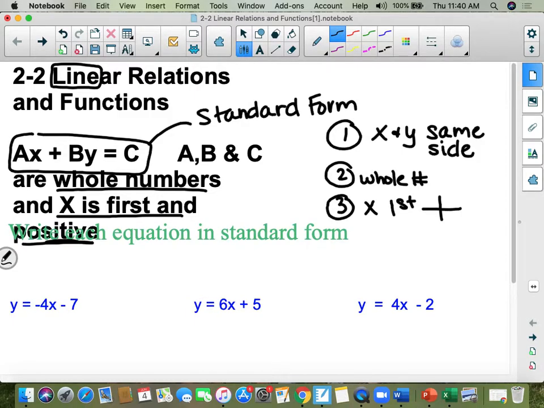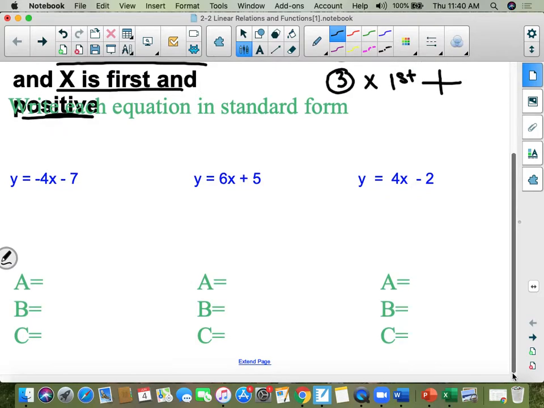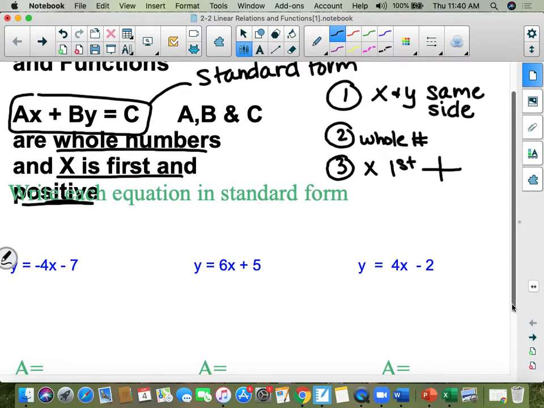So here are some examples that we're doing here. We want the x's and y's on the same side. So how do you get the x's and y's on the same side? We add 4x to both sides. So we get 4x plus y equals a negative 7. The only thing I did was add 4x to both sides.